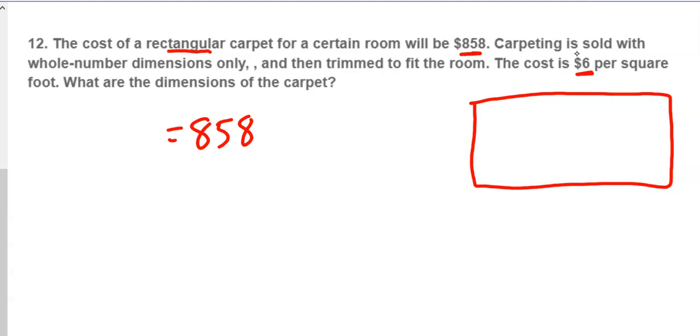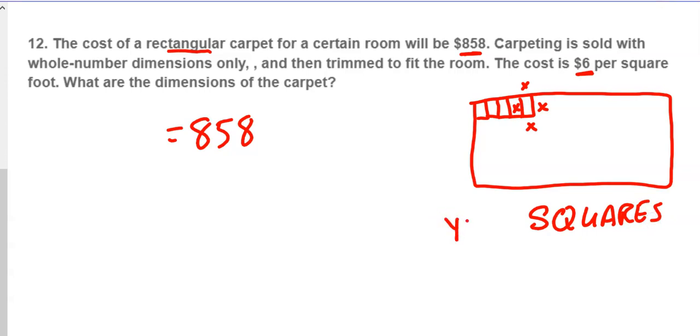Well, what is a square foot? What happens is we take all these squares. They don't look like squares, but those should all be squares there. How many of those could I fill up in the room? And I'm just going to call all these dimensions here x. So each square is x by x. Okay, well, let's figure out how many squares fill this up, first of all. So we're going to call that y, number of squares.